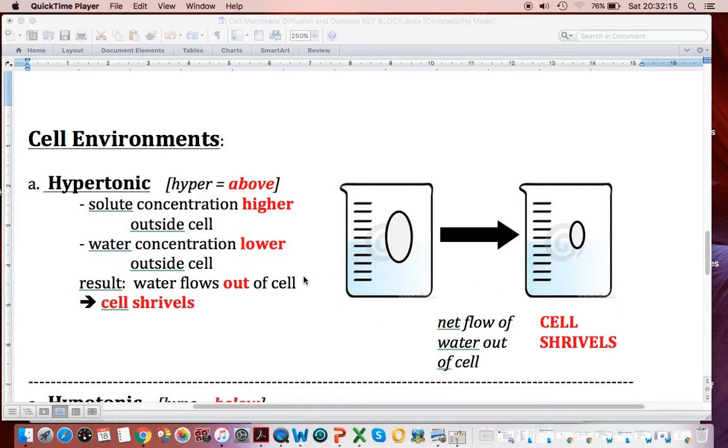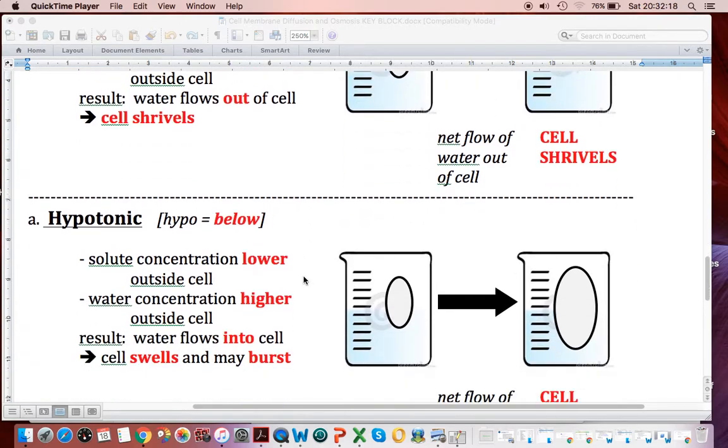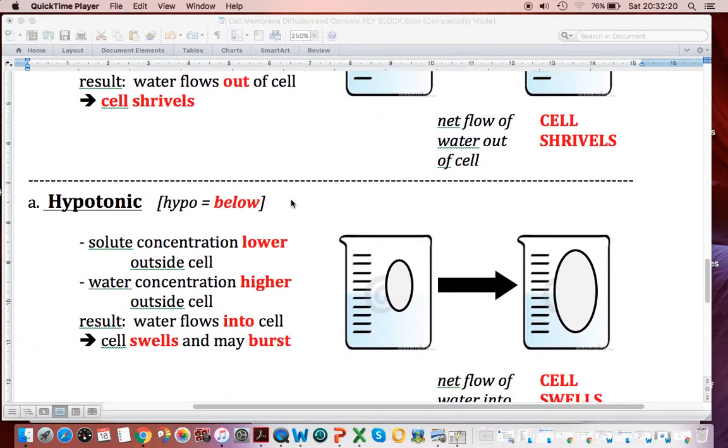Now, if that's hypertonic, hypotonic is going to be the opposite. Because hypo means below, now our solute concentration outside the cell is going to be lower, and our water concentration outside the cell is going to be higher. So that'd be like having pure water outside the cell. What's going to happen? Well, in this case, we have to draw about five arrows from outside to in. Outside to in, outside to in, outside to in. There's a net flow of water in, and the cell swells.